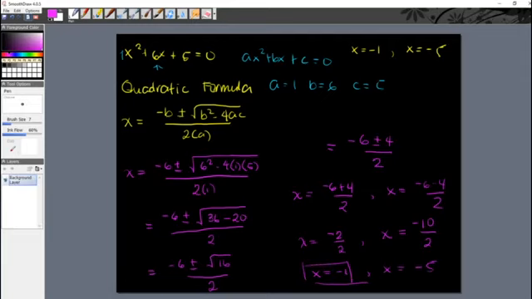There you go. So in other words, to solve for the solutions of a quadratic equation, you can use three methods. The first one is factoring. The second one is completing the square, and the third one is actually what? Using this formula here, the quadratic formula.